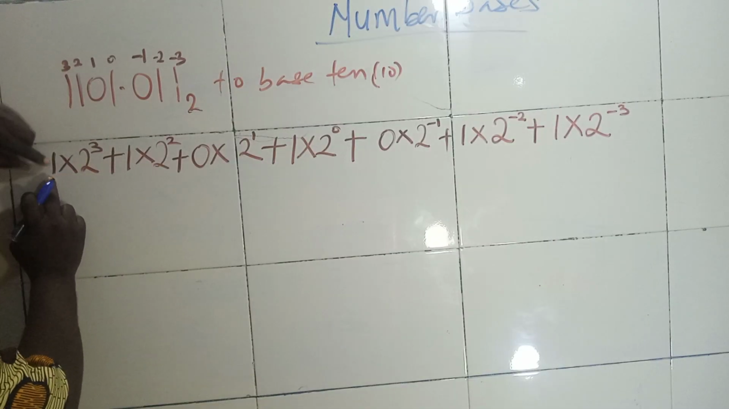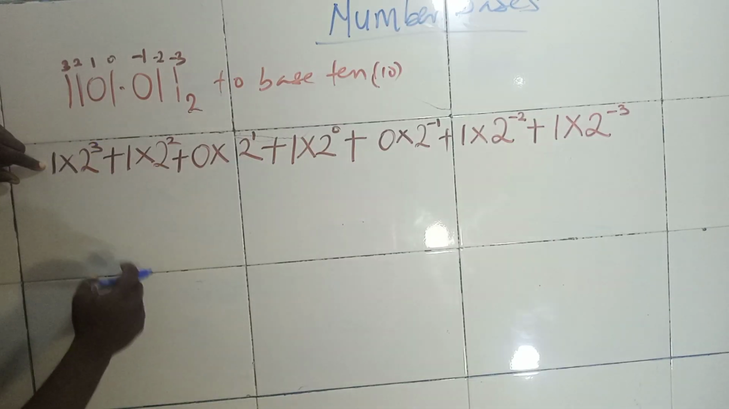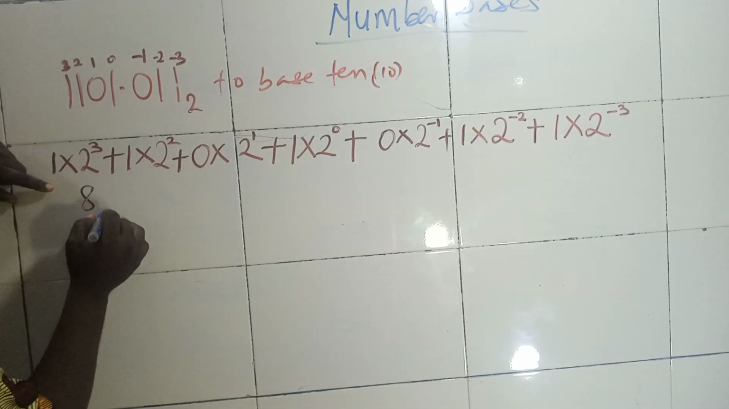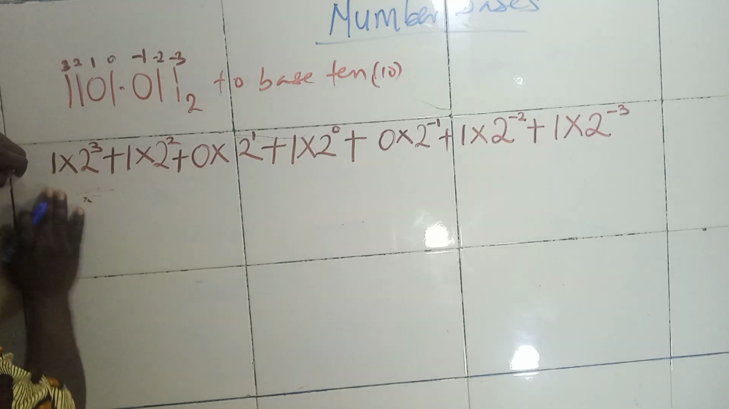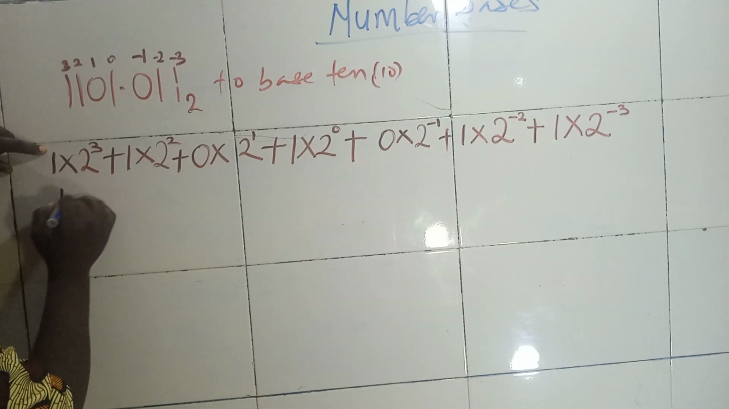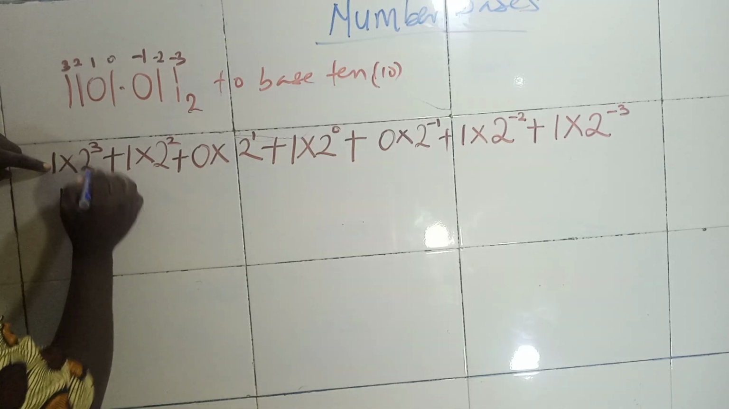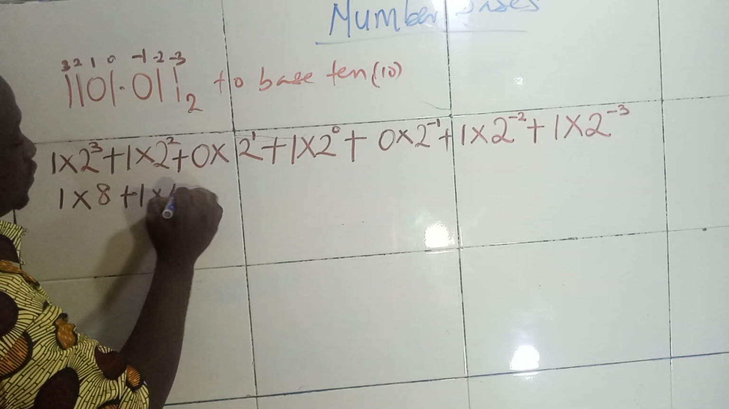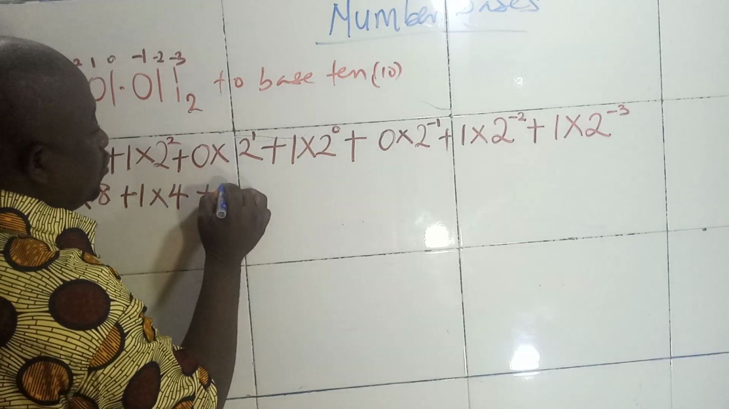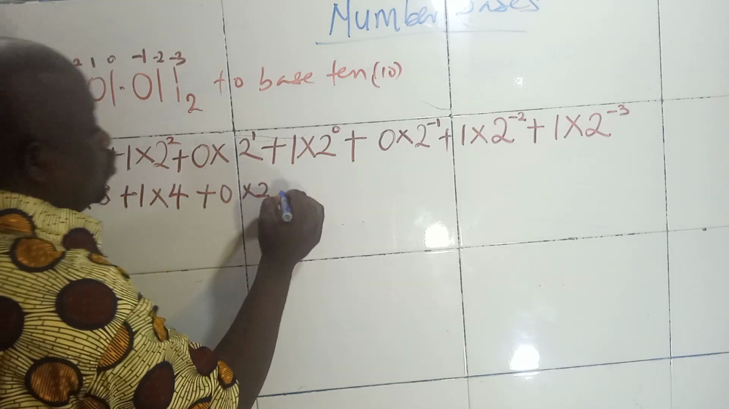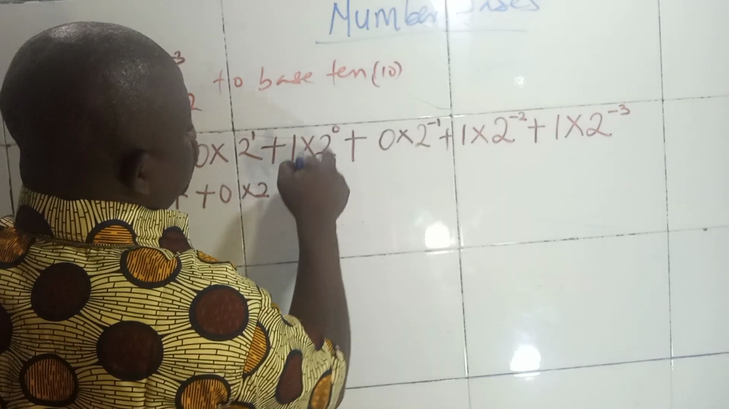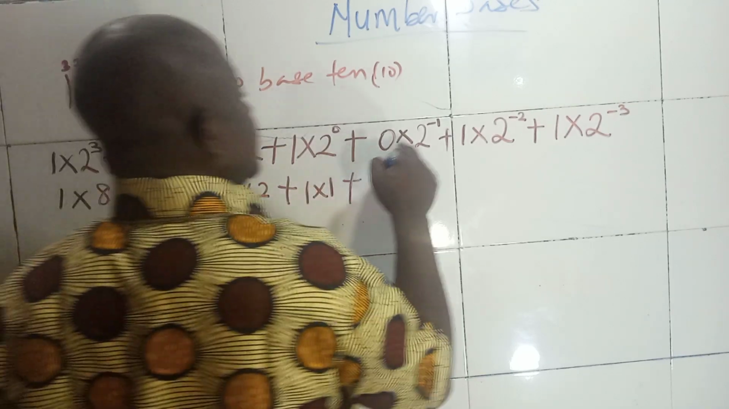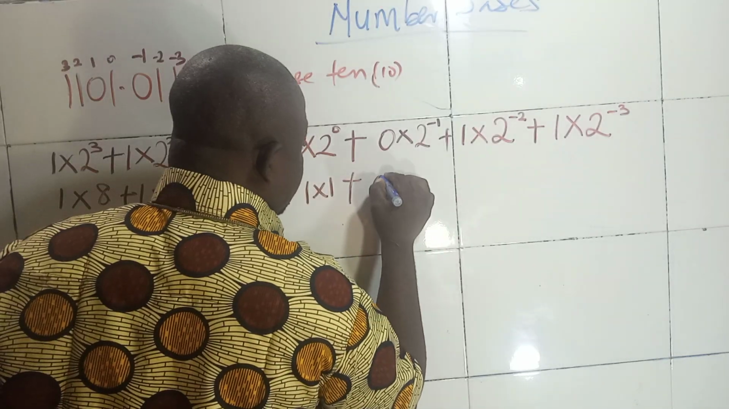So we have 1 times 2 raised to the power 3, which means 2 times 2 times 2, that is 8. Let me do it step by step. 1 times 2 raised to the power 3 is 8. Plus 1 times 2 raised to the power 2 is 4. Plus 0 times 2. Plus 1 times 2 raised to the power 0, which is 1. 1 times 1, and 0 times anything is 0.